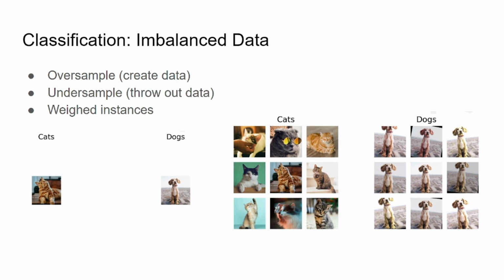Otherwise, you can undersample, where you try to remove the bias towards the class with a lot of points by just removing some of it. Now, this has the problem of making the data set smaller, which gives you less data to train your model on, which gives you worse results in general. You also have weighted instances. This is the third point.